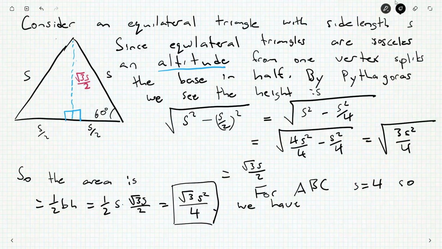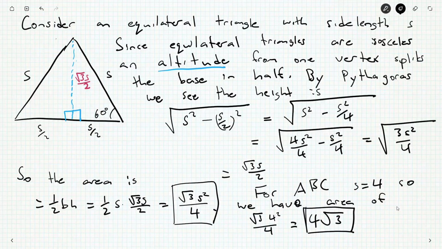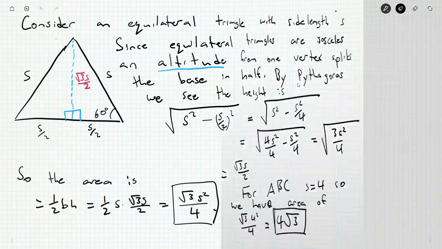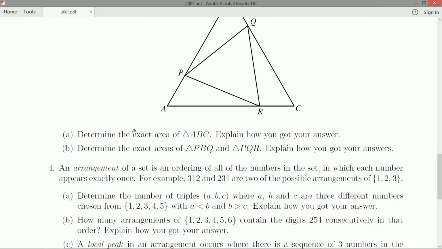So we're just going to cram this into the corner. This is a tiny little footnote after all our work. We have area of root 3 times 4 squared over 4. The 4's cancel out, we get 4 root 3. Put a little box around it so it draws the eye of the reader, the marker, so that they understand what it is that I'm talking about. All right. So 4 root 3, and that gives us the area of ABC. And that's A, and that's some easy marks right there. We explained how we got our answer because we explained how we got the formula.